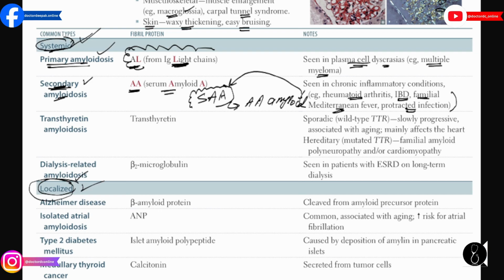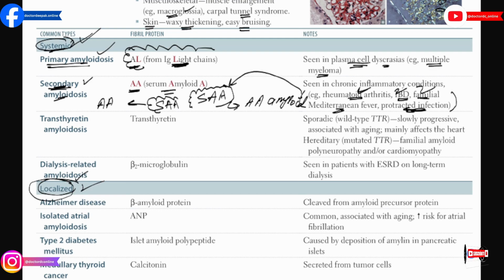And from where the serum amyloid A protein is coming, basically it is an acute phase reactant. It is increased in the chronic inflammatory conditions like here the examples of rheumatoid arthritis, inflammatory bowel disease, familial Mediterranean fever, then protracted infection. So these are the different examples in which the body has underlying chronic inflammation, and in the chronic inflammation in our body there is going to be produced an acute phase reactant that is called SAA, and that acute phase reactant is going to produce the amyloid A. So you have to keep this in mind. So this is about the secondary amyloidosis.